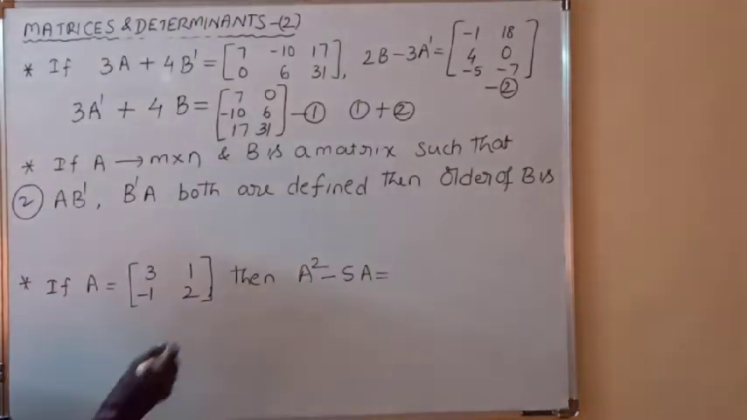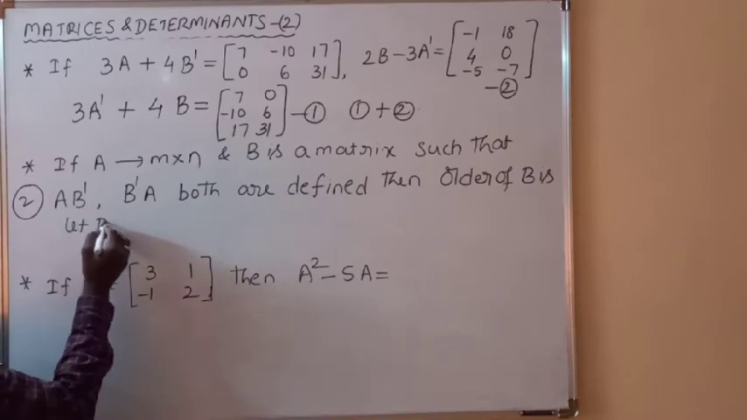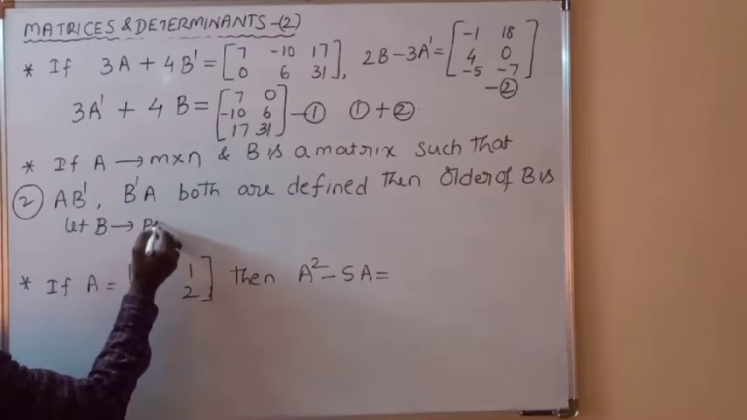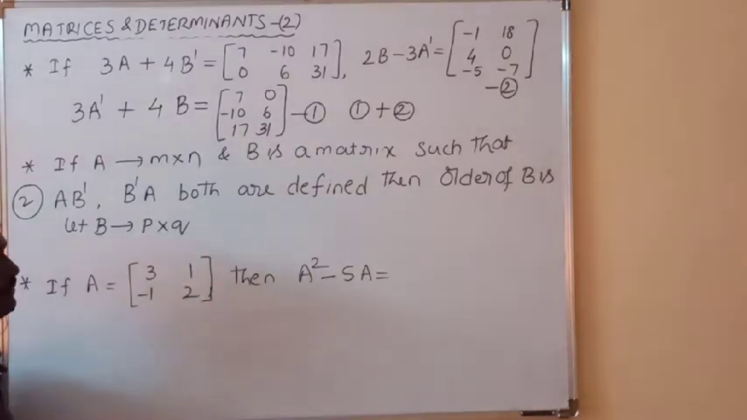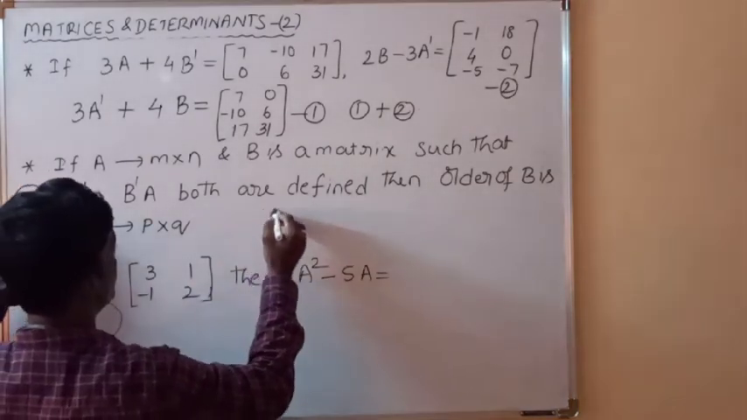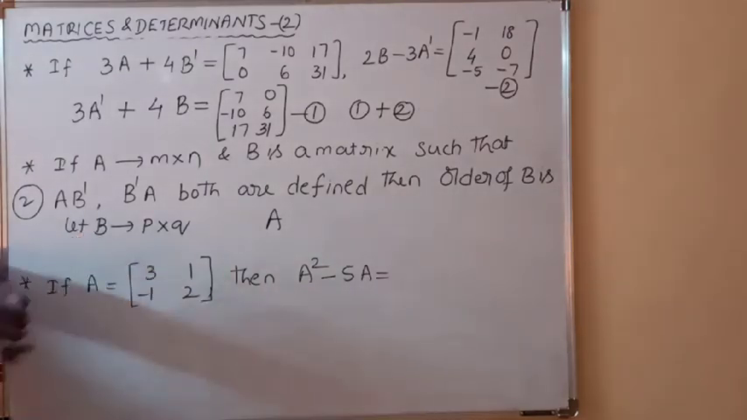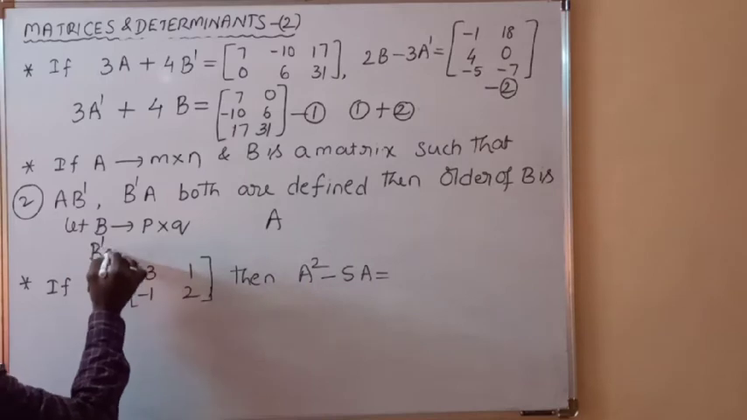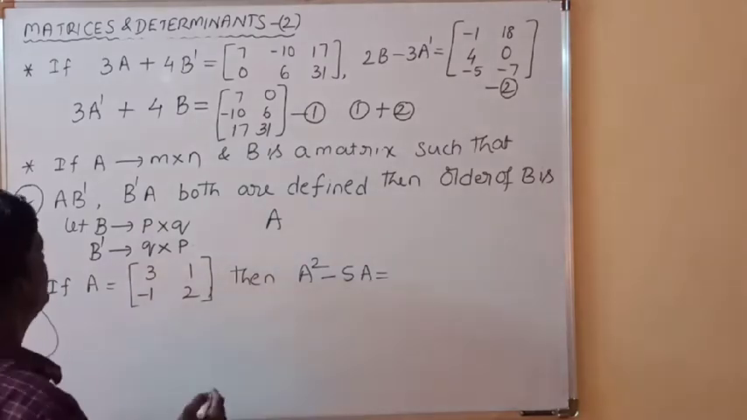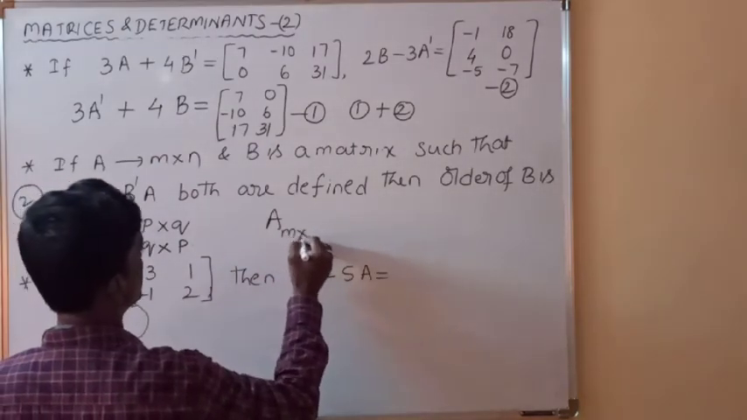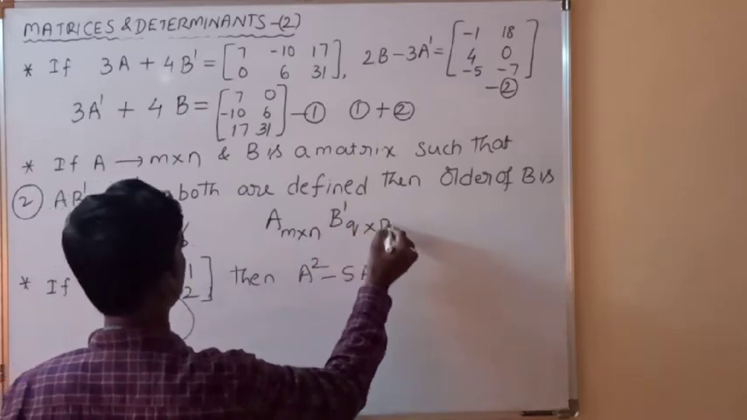Here A is already given, a matrix of order m by n. We don't know the order of B, so let the order of B be P by Q. Now we have to find the P value and Q value in terms of m and n. According to the first condition, A into B dash is defined. As B is a matrix of order P by Q, B dash is a matrix of order Q by P. Now AB dash is defined, that is, A is a matrix of order m by n, next to B dash, a matrix of order Q by P.